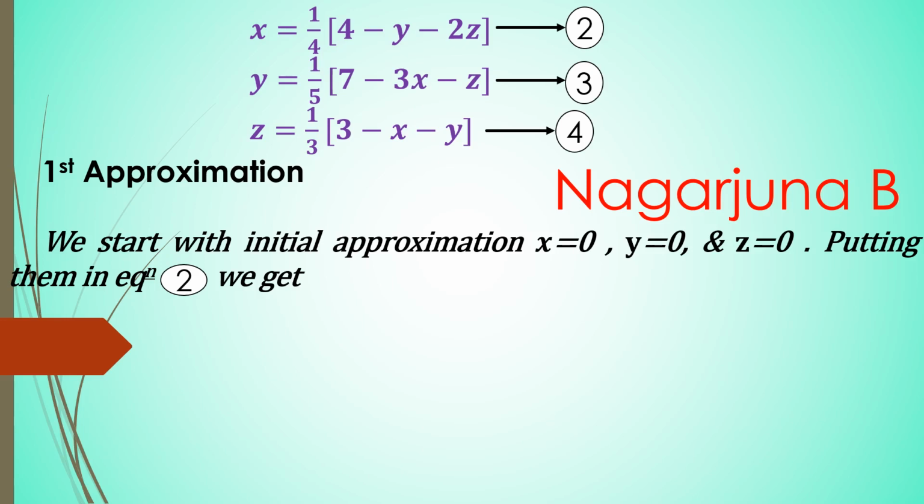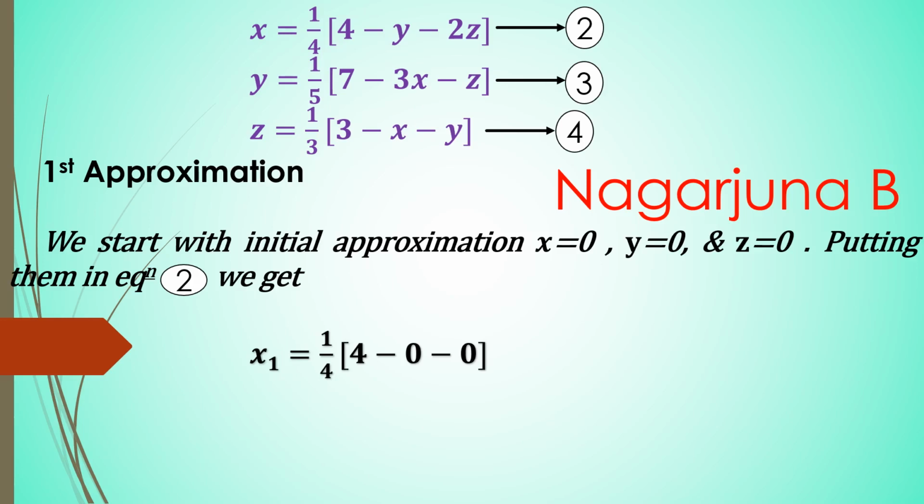Putting them in equation 2, we get x is equal to 1 divided by 4 into (4 minus y minus 2z). In this one, we substitute the values of y and z as 0, which are present on the right hand side. Therefore, we get the first approximation of x, and that will be x1 is equal to 1 divided by 4 into (4 minus 0 minus 0), because y is 0 and z is 0. So 2 into z, 2 into 0, is 0.